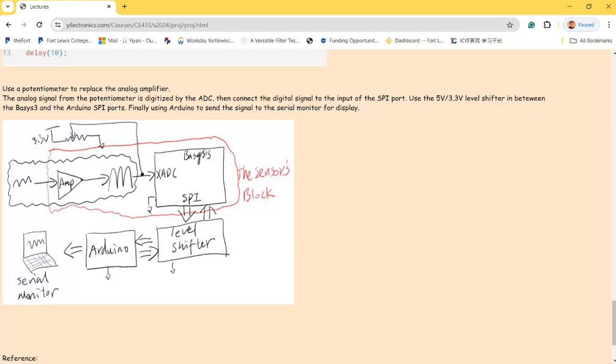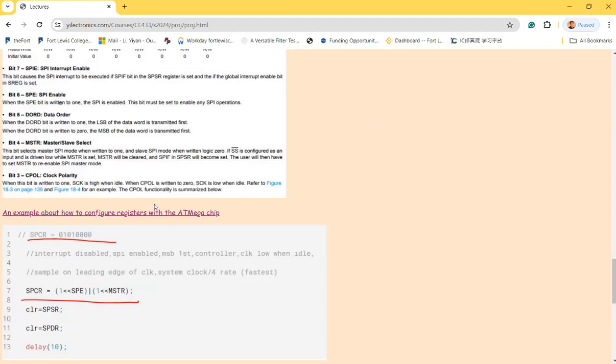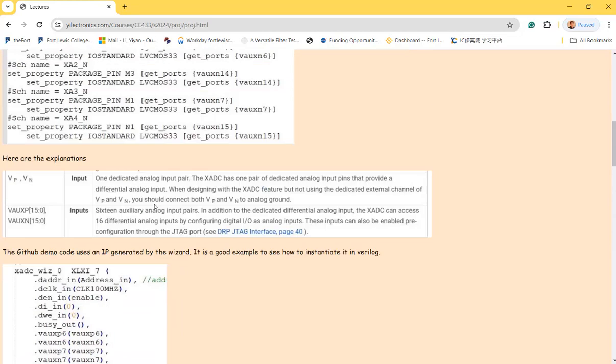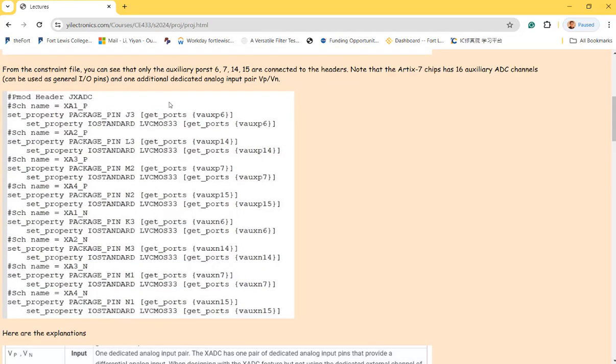And the Basys 3 has an ADC on it, which has 16 channels. However, if you open up the constraint file, these are all the pins relevant to the ADC. But you can see the numbers are like 6, 7, 14, 15, some random numbers. I was wondering why. I mean, you have 15, which means you should have pin 0 to pin 15, but only 6, 7, 14, 15 are in there.